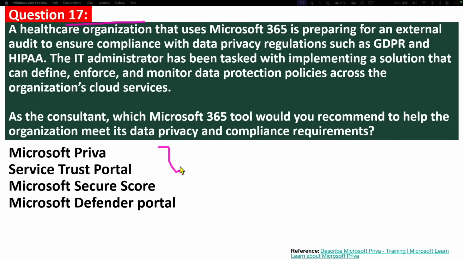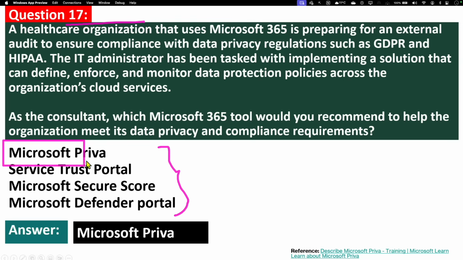We haven't yet looked into this particular topic. What do you think is the right answer? The correct answer is Microsoft Priva. So first, let's understand what is Microsoft Priva. Microsoft Priva is a privacy management solution that helps organizations protect personal data and manage privacy risk more effectively. It is part of Microsoft Purview, which is a broader suite of tools for data governance and compliance.